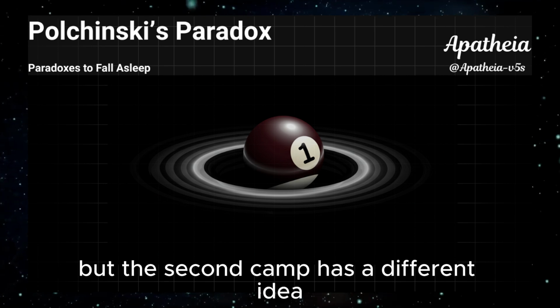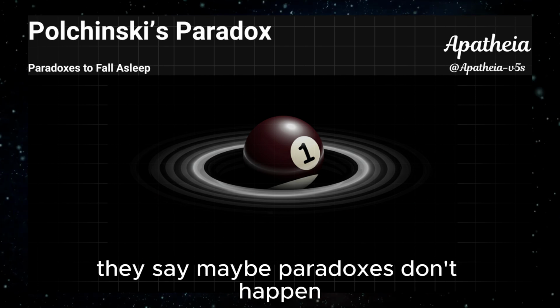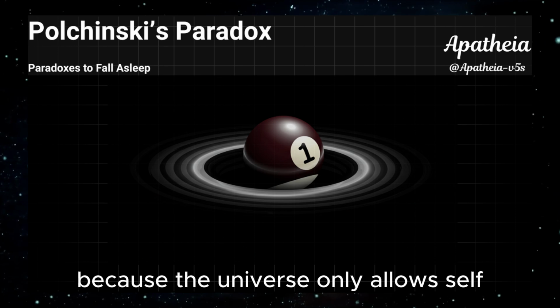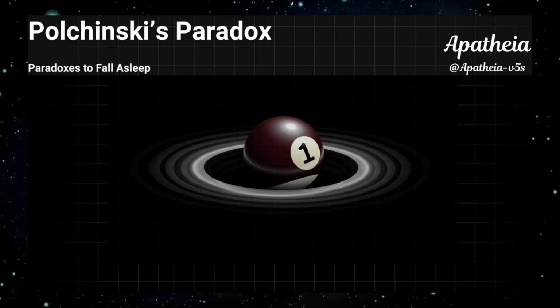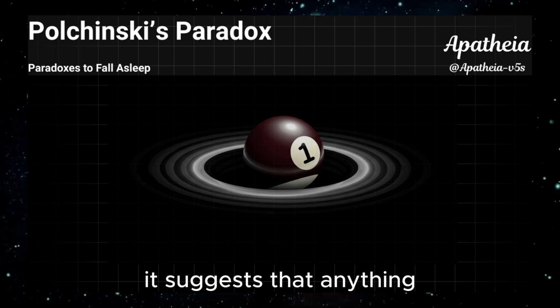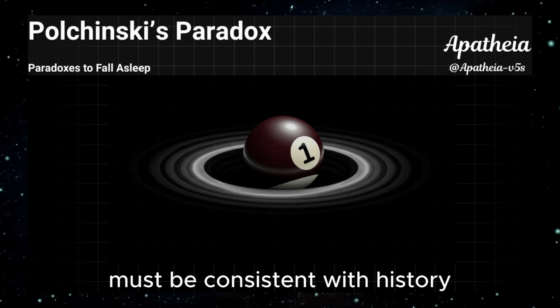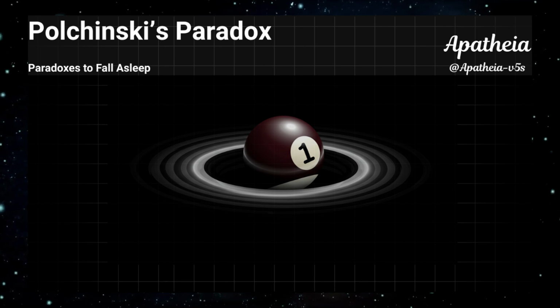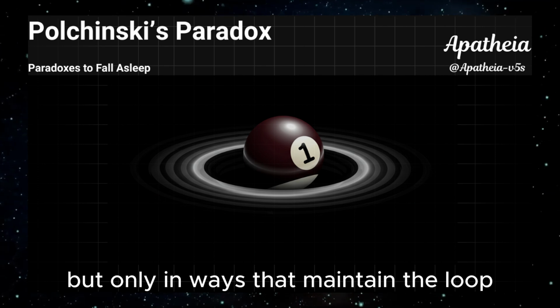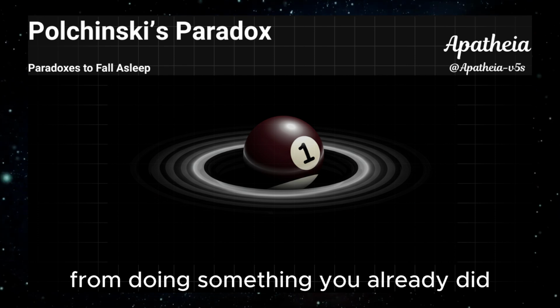But the second camp has a different idea. They say, maybe paradoxes don't happen because the universe only allows self-consistent timelines. This is the Novikov self-consistency principle. It suggests that anything that happens in a time loop must be consistent with history. You can interact with the past, but only in ways that maintain the loop. You can't prevent yourself from doing something you already did.